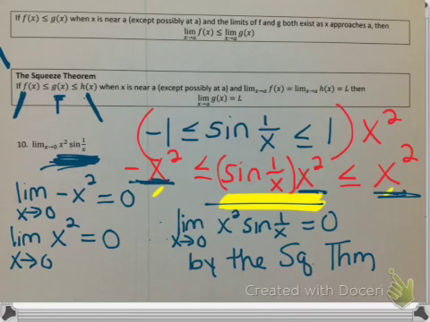Okay, so just to conclude, the first step is you're always going to start with an inequality for the squeeze theorem. The second step is you're going to multiply. The third step is you're going to find the limits of the left function and the right function. And in order to use the squeeze theorem, those limits will be the same. So therefore, that's what the limit of the middle function will be.